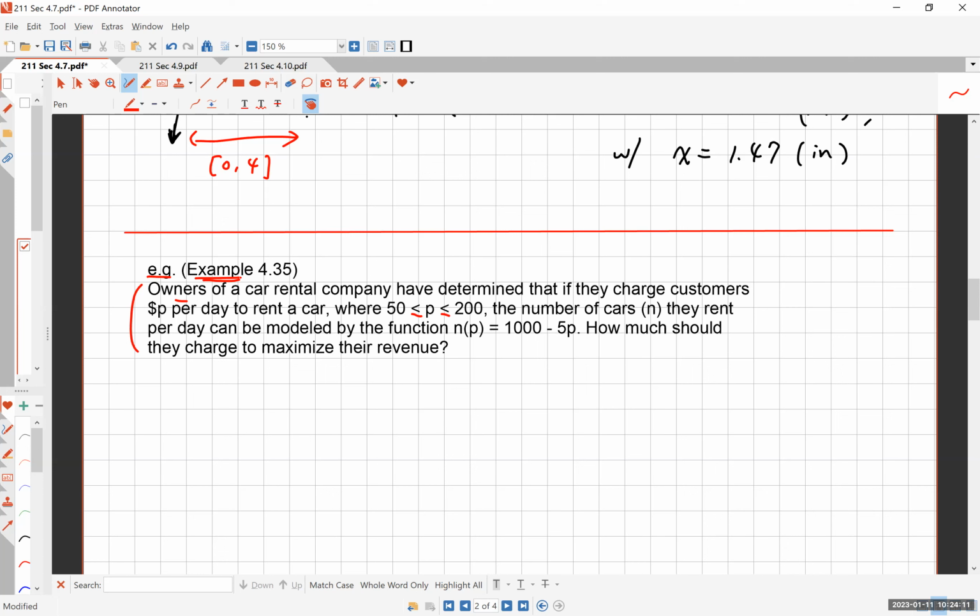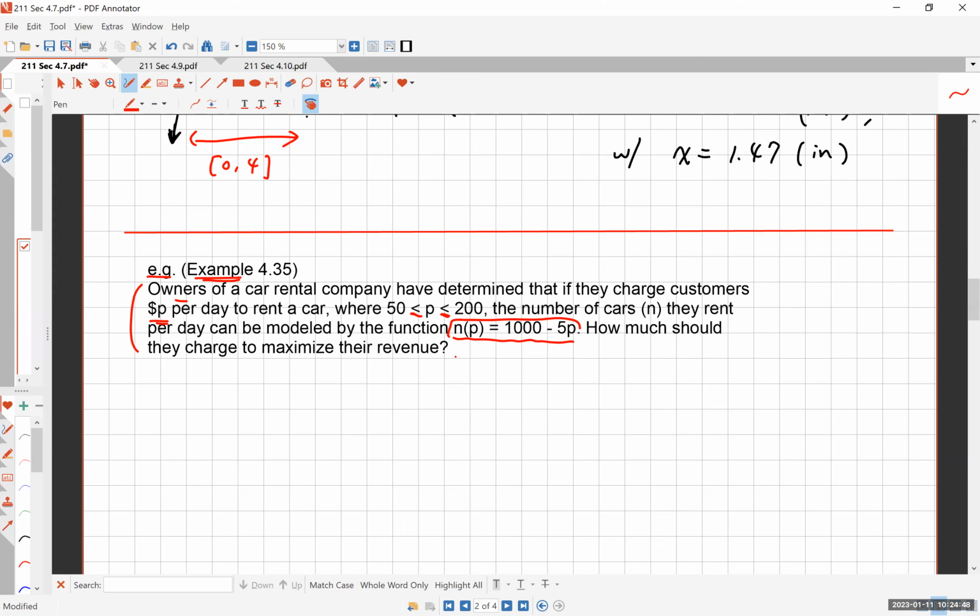But anyway, for the purposes of this example, let's just say that the owners determined that if they charge customers P dollars per day to rent a car, that's important, where P is between 50 and 200 inclusive. So that's clearly the domain of this function. The number of cars, that's N, the number of cars they rent per day, that's the demand, will be modeled by this linear function. Sometimes the function is given to you because it's not as obvious as a volume function or an area function.